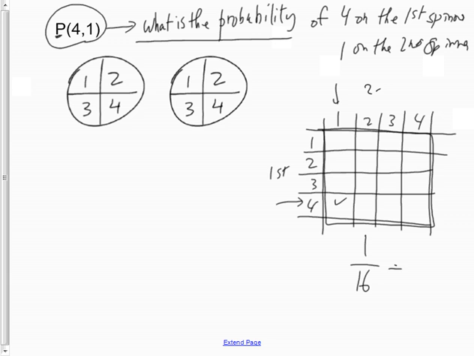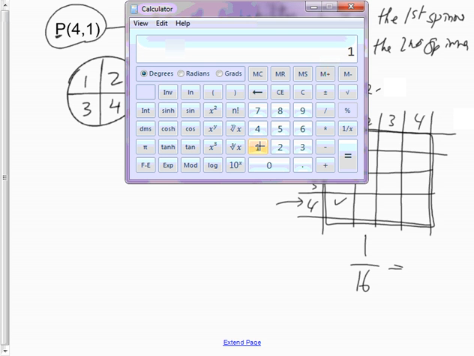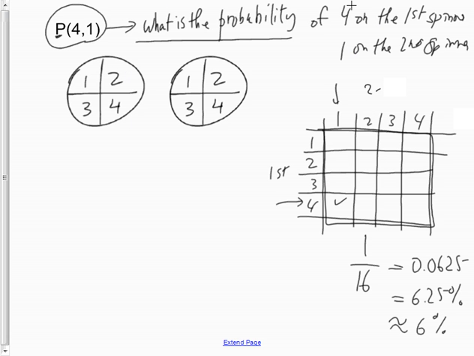And then you could convert that to a decimal and a percentage by taking your calculator. What is 1 divided by 16? It is 0.0625, which as a percent is 6.25%, or approximately just 6% chance if you wanted to round it. So in grade 7, you learned how to do that.